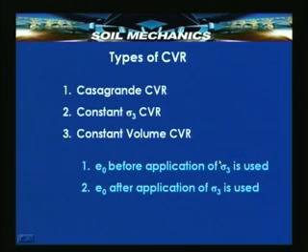Depending upon the type of triaxial test we do, there are different values of CVR. The most popularly used one is the Casagrande CVR, which is nothing but the void ratio before application of sigma 3, and constant sigma 3 CVR is also possible. Constant volume CVR is also possible to determine, and in the constant volume CVR test, e0 after the application of sigma 3 is used as the critical void ratio.